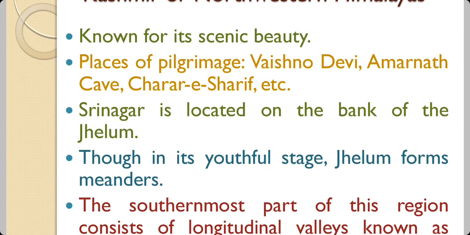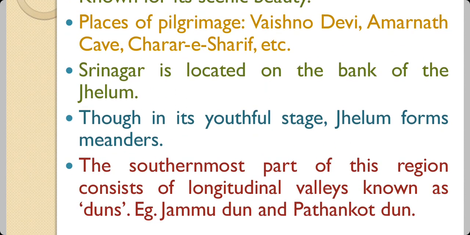Now, Jhelum River itself is unique. It's because it has just originated in the Himalayas, and it's still in a youthful stage when it flows through Srinagar. And in a youthful stage, a river usually does not form meanders. Meanders are the bends, but this river does.